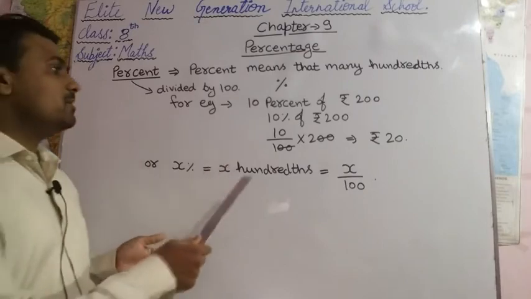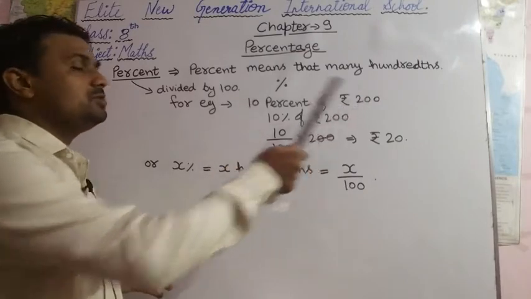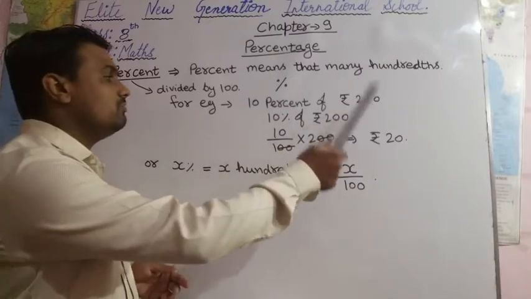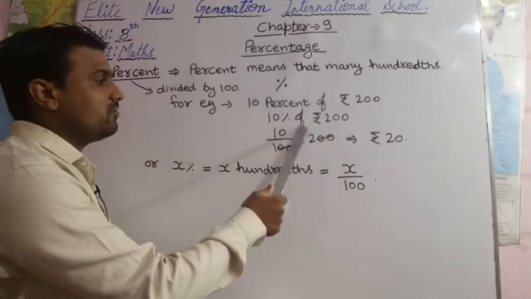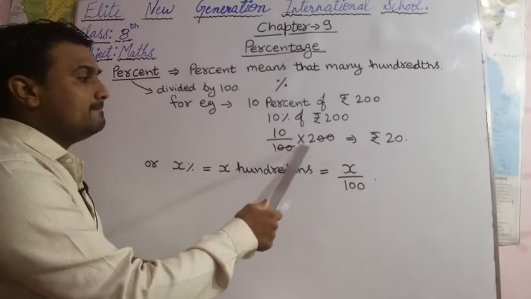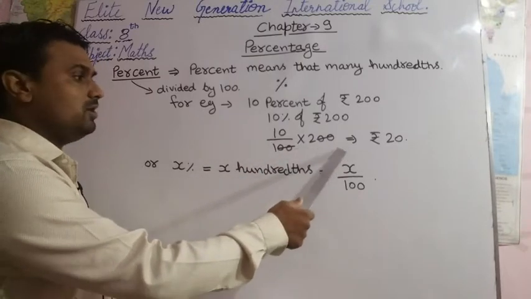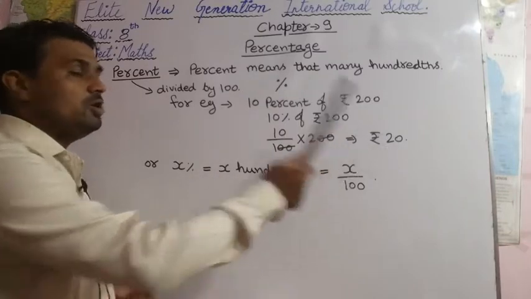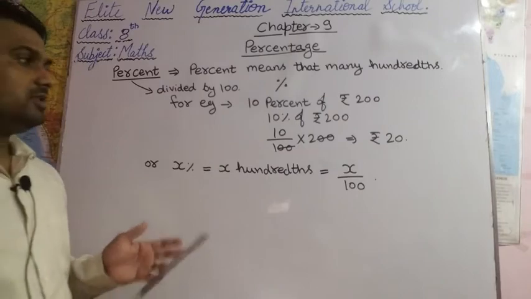Now, for example, 10% of rupees 200. If we want to find 10% of rupees 200, we will divide 10 upon 100 and multiply by 200. So it will be equal to, these two zeros will be cancelled and 10 into 2 will be 20. So in this way we can find the percent.